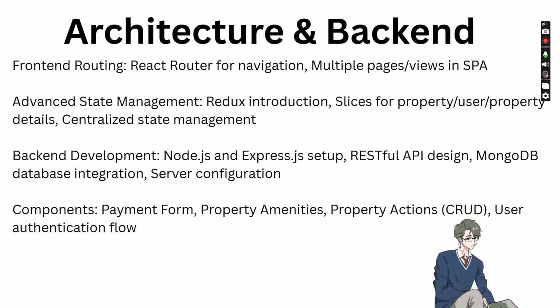Architecture and backend. Front-end routing: React Router for navigation, multiple pages or views in a SPA. Advanced state management: Redux introduction, slices for user or property details, centralized state management. Backend development includes Node.js and Express.js setup, RESTful API design, MongoDB database integration, server configuration. Components are payment form, property amenities, property actions, user authentication flow.